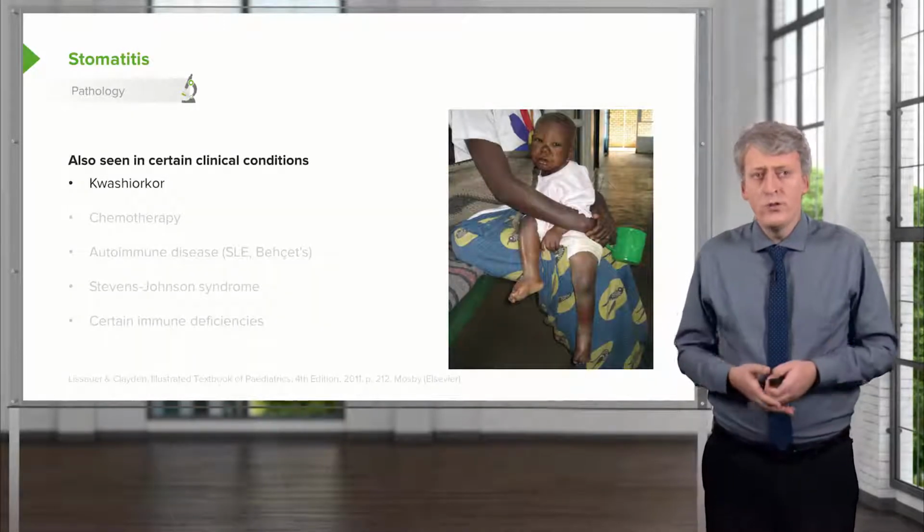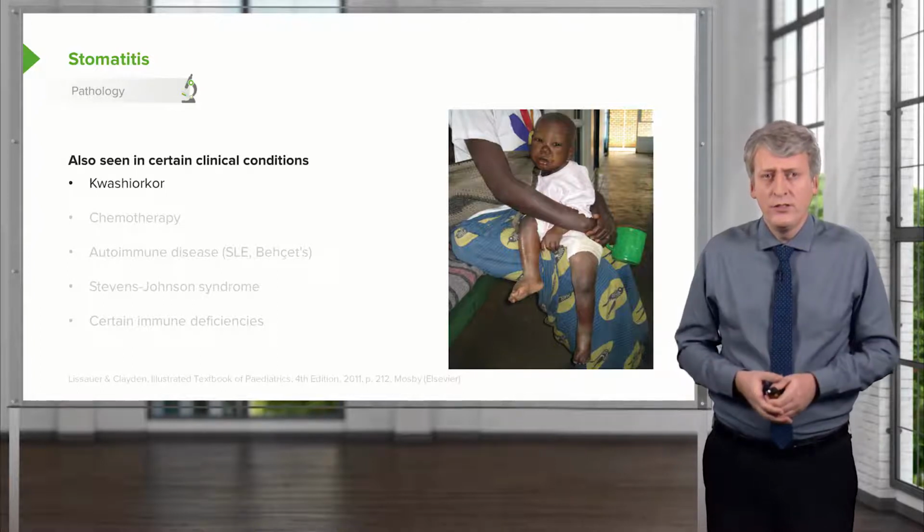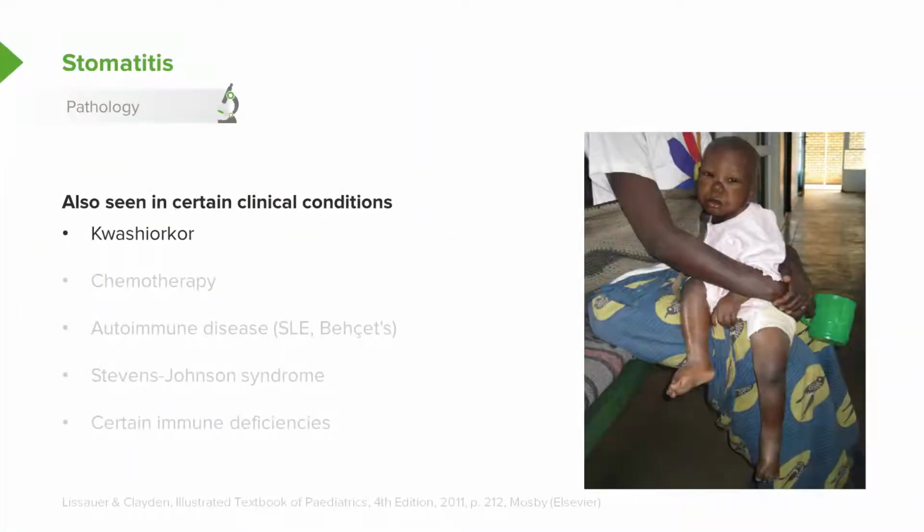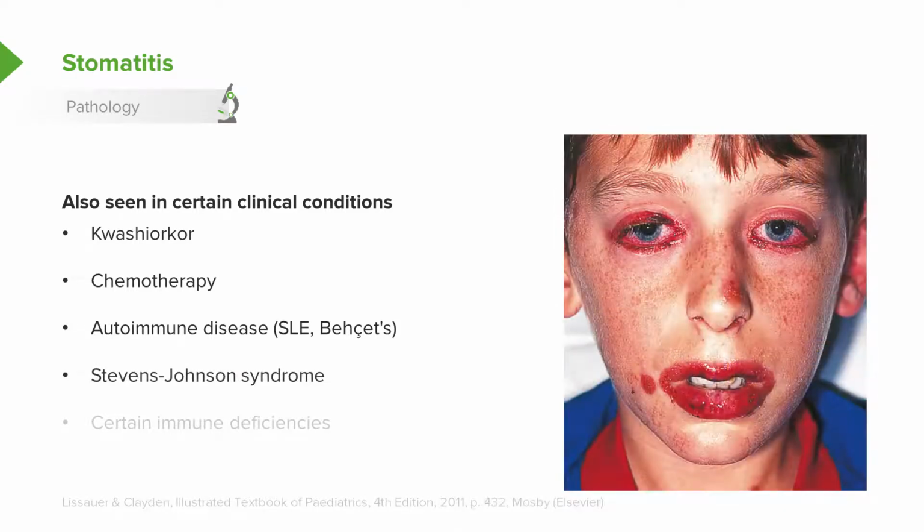So we also see stomatitis in particular clinical situations. In the United States it's less common, but is known to happen in patients with kwashiorkor. It may happen with chemotherapy. It can happen in older children with autoimmune disease such as lupus, or Behçet's disease is very common. Patients may have Stevens-Johnson syndrome. Remember, that can involve two areas of mucous membrane, such as this patient who has eye and mouth involvement, and may happen in certain immune deficiencies.